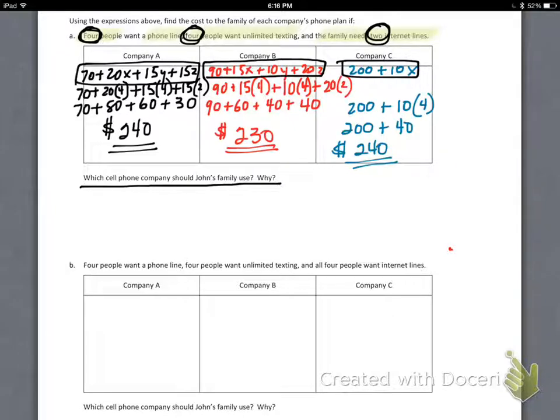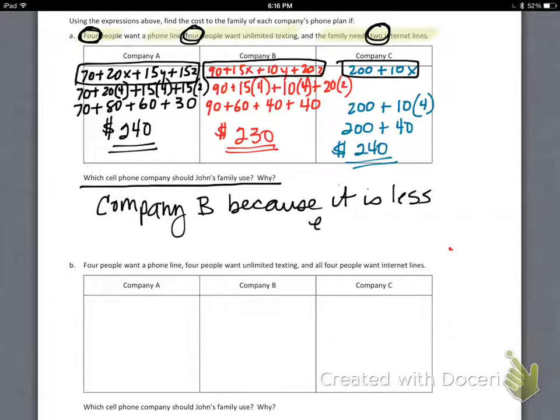Okay, so if we're going to answer this question here, which cell phone company should John's family use and why? In this case, and again, we're assuming that everybody's service is comparable, just as good as the other. Because there are other, we would call intangibles, things that are not necessarily related just to price, just quality, service, etc. But right now we're just making this decision solely based on cost. So if we just do that based on cost, we're going to say company B because it is less expensive. And that's it.